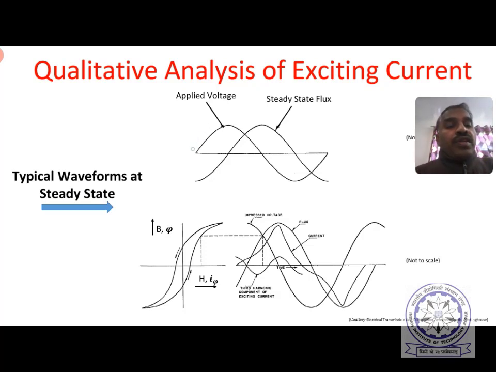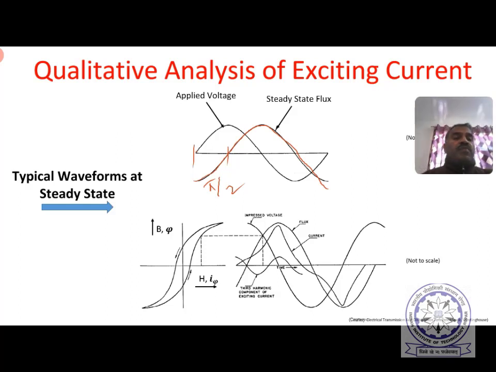So here you can see the applied voltage is sinusoidal, then the steady state flux must also be sinusoidal, and it is lagging behind the voltage by 90 degrees. You can see this is pi by 2. So typically this is the voltage and flux waveform. This has to be maintained now under steady state.